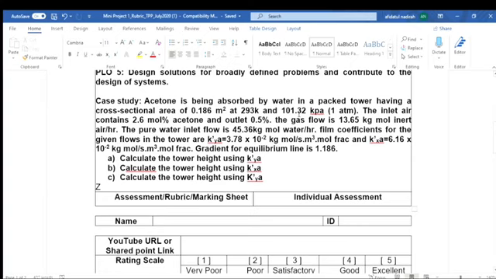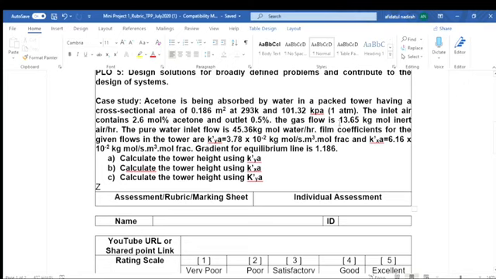So today I'm going to discuss a case study question. The question is, acetone is being absorbed by water in a packed tower having a cross-sectional area of 0.186 m² at 293 Kelvin and 101.32 kilopascal. The inlet air contains 2.6 mole percent acetone and the outlet 0.5%.